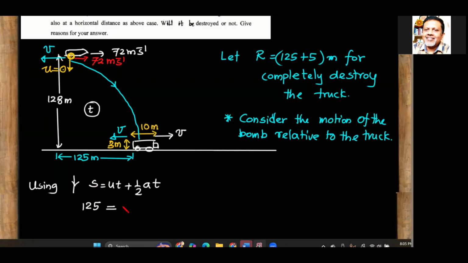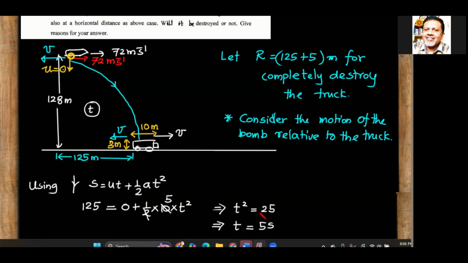So initial velocity is 0, therefore this term is not there. Half times a, which is 10, times t squared, right? So here 10 will cancel out with half, 5t squared is equal to 125. We know that then t squared should be equal to 25, right? Because 125 divided by 5. That means the time it takes to reach the truck is just 5 seconds.